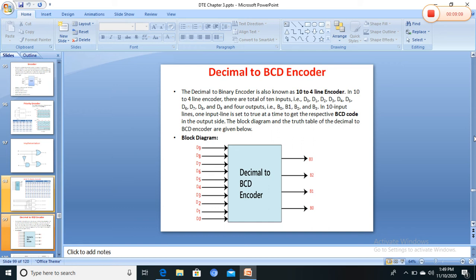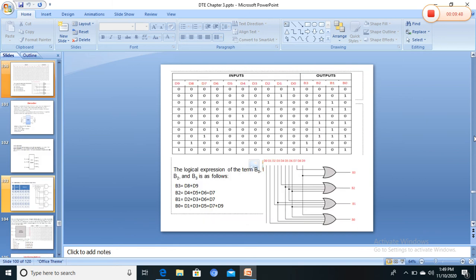Next is the decimal to BCD encoder. Decimal base is 10, so this is called a 10-to-4 encoder. There are 10 inputs from D0 to D9 and 4 outputs, B0, B1, B2, B3. Only one input line is set to true at a time to get the respective BCD code at the output side.